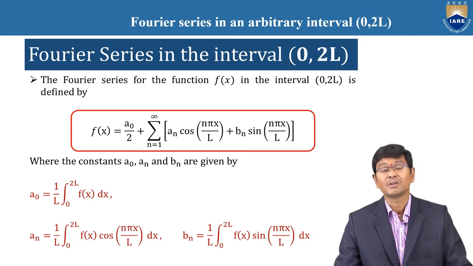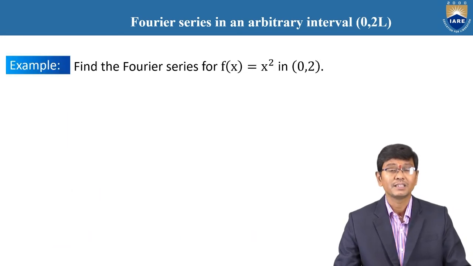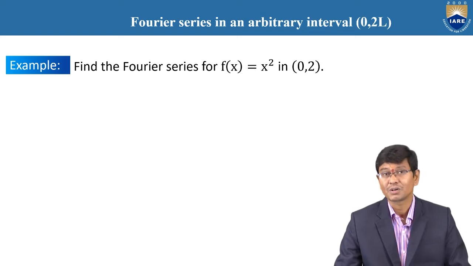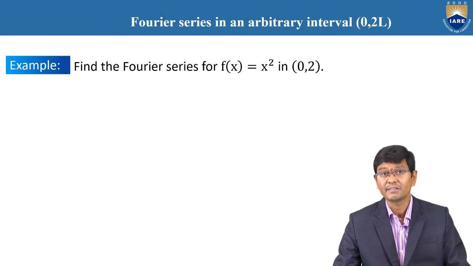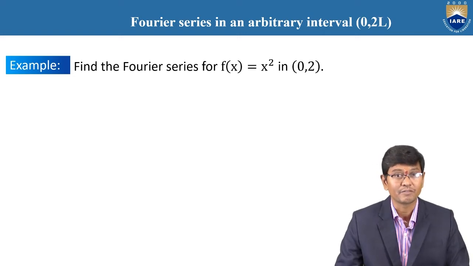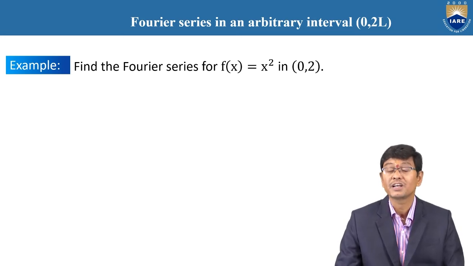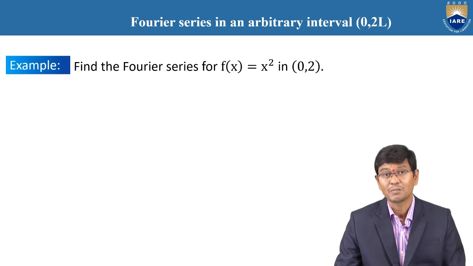Now we will discuss one problem: find the Fourier series for f of x equal to x square in between 0 and 2. While observing here, the problem does not depend on the periodic function with pi. The limits given are arbitrary periods. Here it is also not given that it is a half range series, half range cosine or half range sine. It is specifically asking to find the Fourier series. That means you need to compare with 0 to 2l.